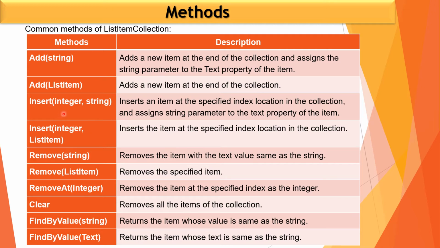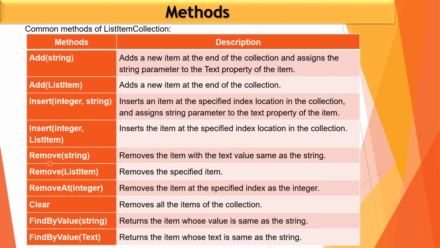The next method is Insert, which takes an integer and a string as parameters. It inserts an item at the specified index location in the collection and assigns the string parameter to the text property of the item. If you want to insert any item at some index location, that can be done by using this Insert method. The other Insert method also takes the specified index location in this collection, so that is also done by the index.